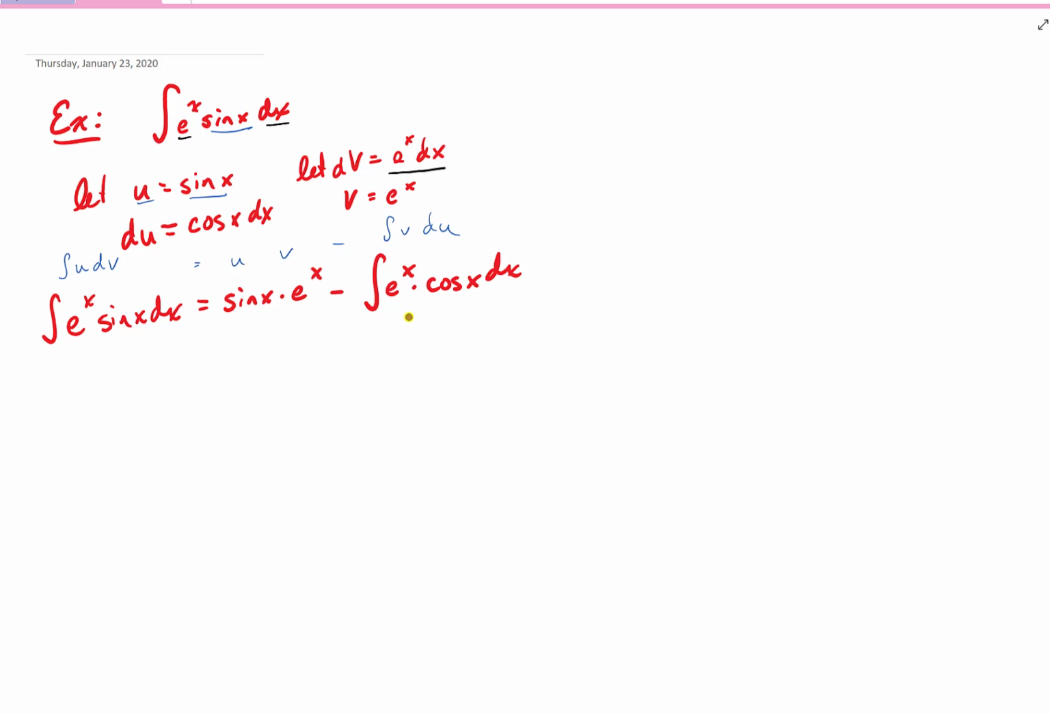So first of all, I don't think it's clear that we made our problem any easier. This integral does not look any easier to compute than the original, so that's something to keep in mind. But I think that we could apply integration by parts a second time here, and let's do that and just see what happens. So here I've got to stick to my guns. In the previous problem, I let u be the trigonometric term, so I'm going to continue doing so.